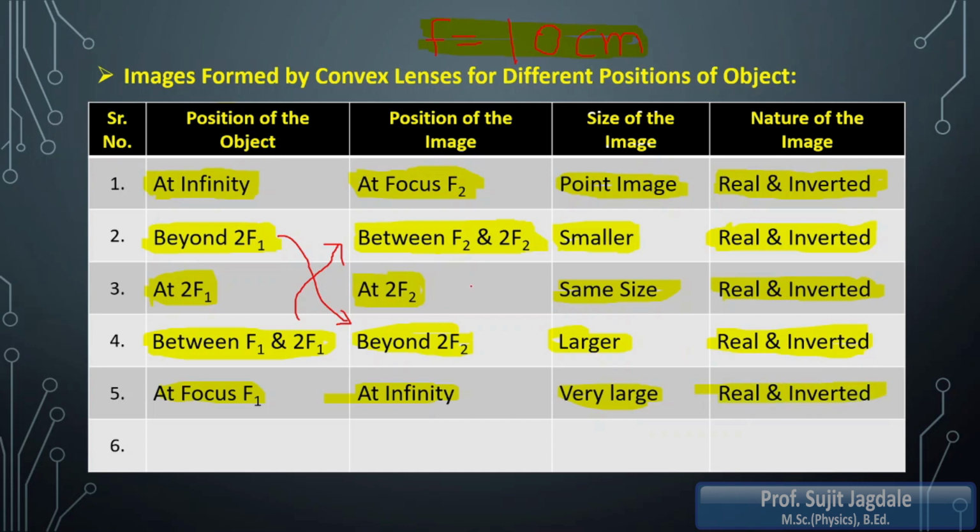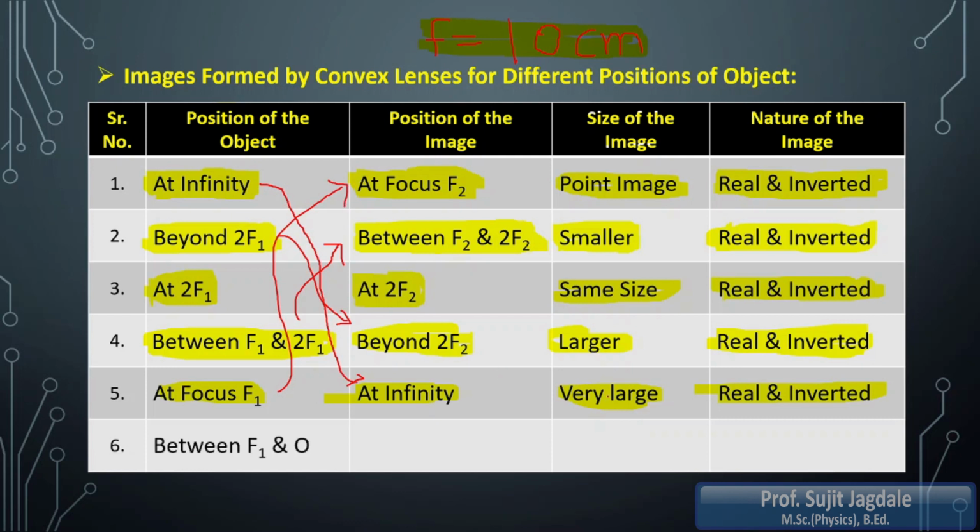Again, here the conditions are crossed. See, when the object is at infinity, the image is at the focus, and when the object is at the focus, then the image is at infinity. So exactly reverse conditions are there.